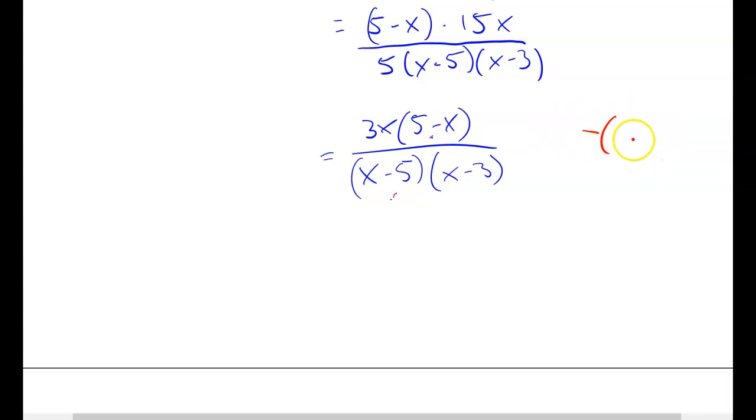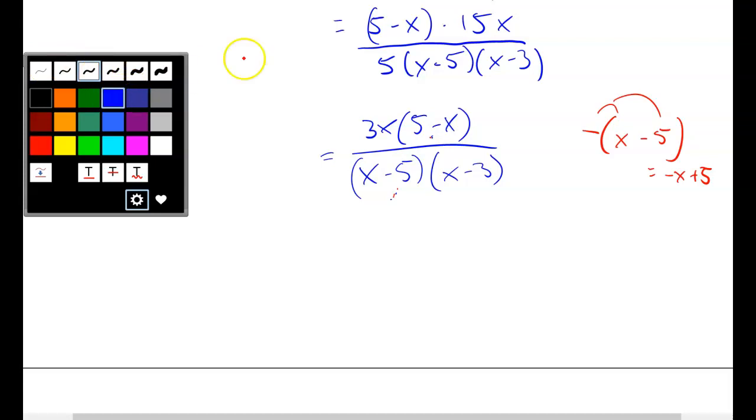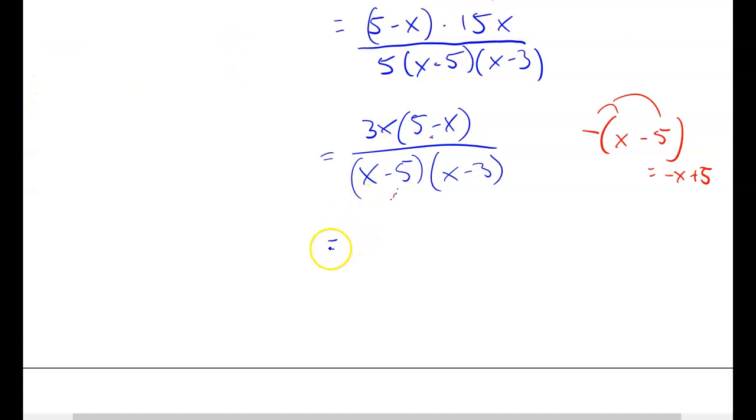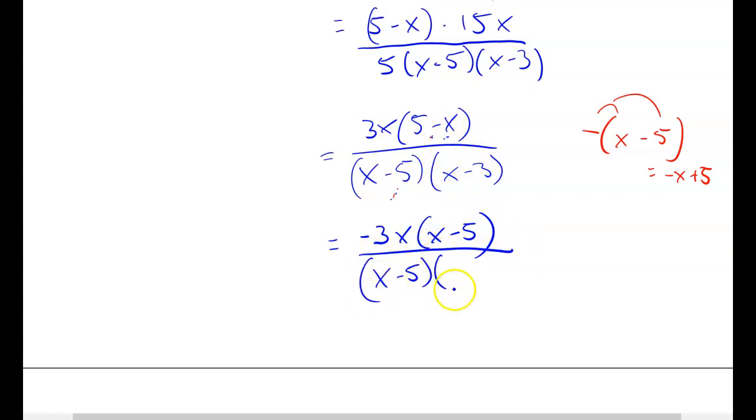But what I know, and what you probably know too, is that if I wrote something like negative (x minus 5) and then distributed this negative across, I would get negative x plus 5, which is equivalent to 5 minus x, right? So by factoring out a negative 1, I can actually simplify this further. So that's what I'm going to do here. I'm going to pull the negative out, put it in front, and then that allows me to rewrite this term as x minus 5, which appears in the denominator. And then I can simplify even a little bit further.